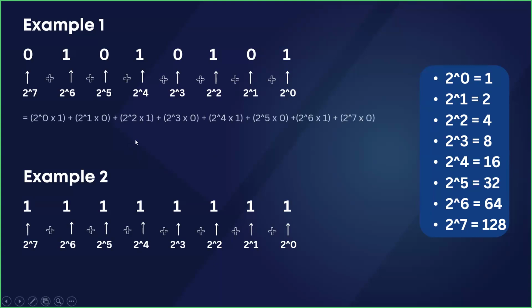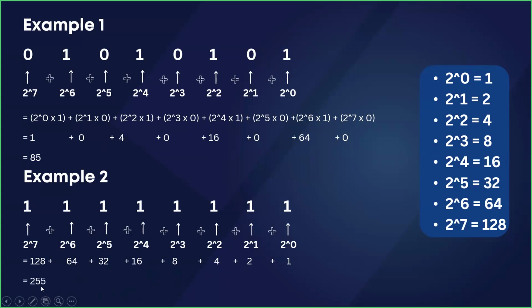Sorry, I wasn't muting. So yeah, got a lot of answers as 85 and 255, guys. Perfect answers. So the first one is 85 here. Just in case anyone has got a different answer, looking at the logic here: 2 power 0 into 1, that's 1. Plus 2 power 1 into 0, 0. 2 power 2 into 1, that's 4. 2 power 3 into 0, 0, 2 power 4 into 1, 16, 2 power 5 into 0, 0, 2 power 6 into 1, 64, 2 power 7 into 0, 0. If you add all that up, 64 plus 16, that's 80, 80 plus 4, 84, 84 plus 1, 85. And when you put all ones, you just got to add all the numbers: 128 plus 64 plus 32 plus 16 plus 8 plus 4 plus 2 plus 1. And that gives you the number 255.